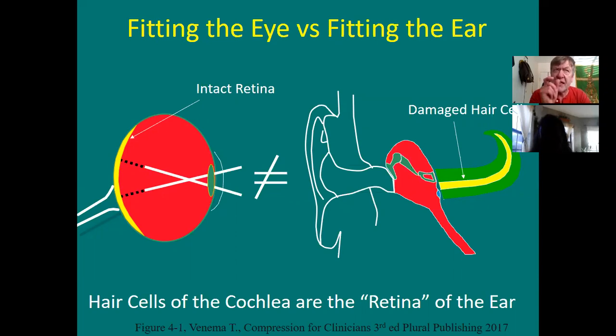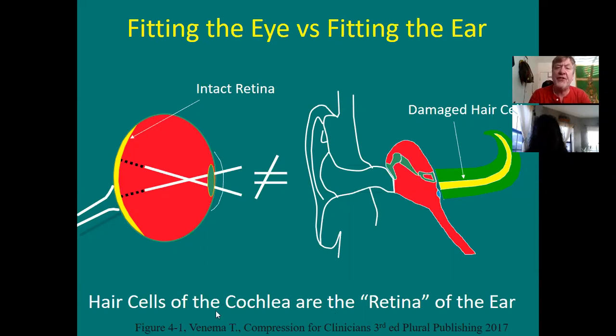So what you can see here is that vision loss is conductive vision loss. If all hearing loss was conductive, if all hearing loss was due to excess wax or middle ear infection, then we would have one fitting method. It would either be done right or wrong. Well, the difference with the ear, and look what it says in white at the bottom: the hair cells of the cochlea are the retina of the ear.